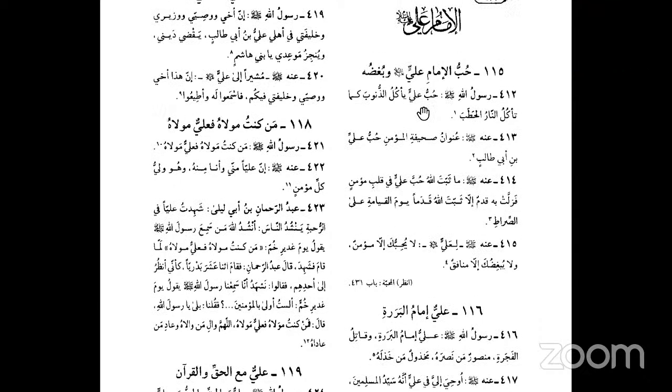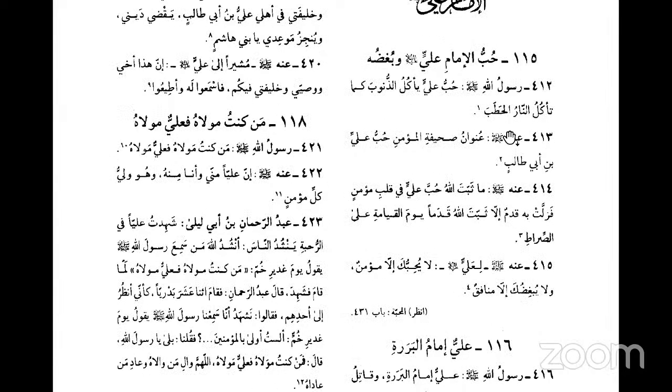Hubbu Ali yaakulu al-dhunuba kama taakulu an-naru al-hatab. Okay, so Hubbu Ali. What type of sentence is this? Mudhaf, mudhaf ilayhi. The love of Ali. Akala yaakulu, what does that mean? Eats. What eats? Hubbu Ali eats the sins. Al-dhunuba, what is it? Sins, that's the object. Exactly. So Hubbu Ali yaakulu al-dhunuba. It eats the sins.